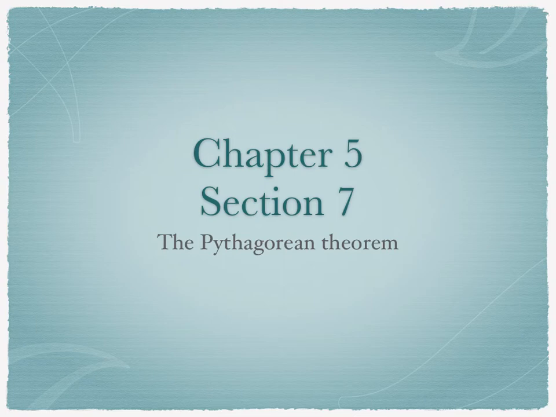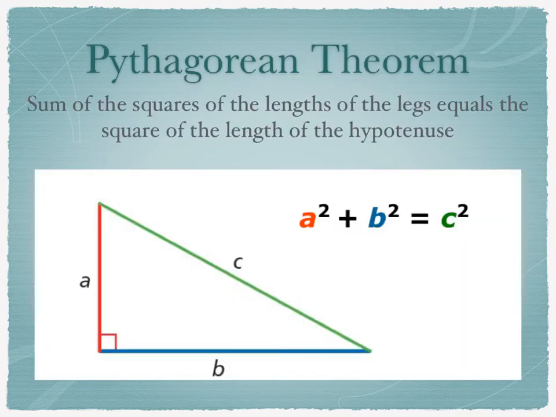All right, 5.7 is the Pythagorean Theorem. The Pythagorean Theorem says the sum of the squares of the lengths of the legs equals the square of the length of the hypotenuse. So remember, a squared plus b squared equals c squared. The c is always going to be the hypotenuse, which is the longest side and opposite of the right angle. So it's important which one you make the c squared.